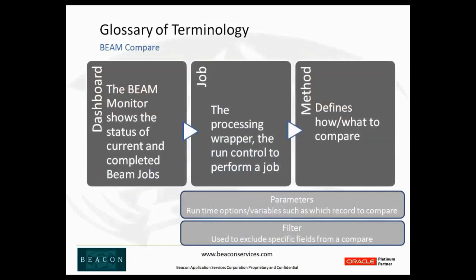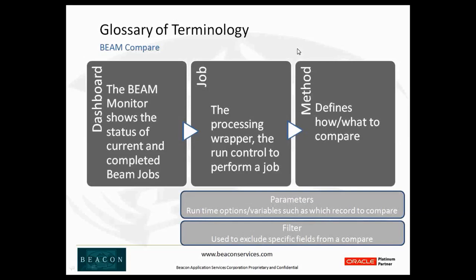Thanks, Dan. Just before I log into the actual system, a couple of terminology points so you have a sense of how Beam Compare is structured. It's made up of really three main elements. The job, which is our processing wrapper, functions very much like run control that you see in PeopleSoft to execute processes. The methods that Dan mentioned. So we run a specific method that tells us how and what to compare, and then we provide a dashboard which gives you the ability to monitor and see all the results of your Beam jobs.